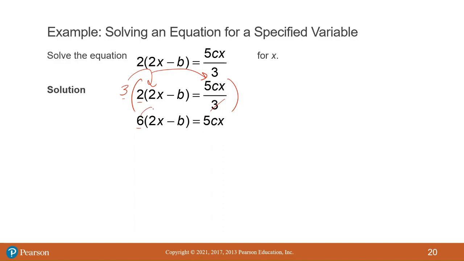Well, now I need to distribute this 6 to this parentheses. So 6 times 2x is 12x. 6 times negative b is negative 6b. And that's what equals that 5cx.